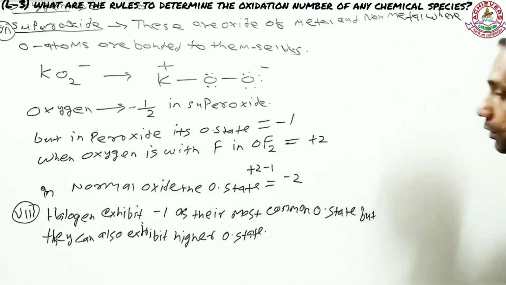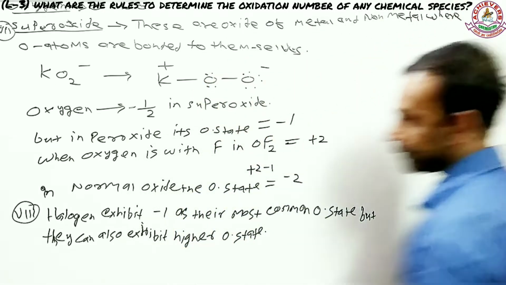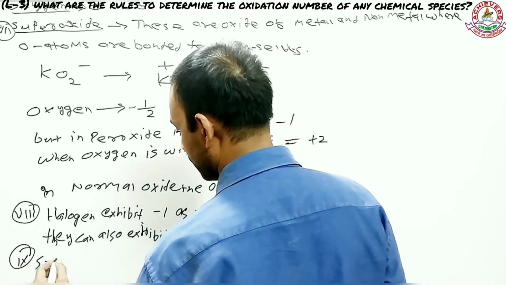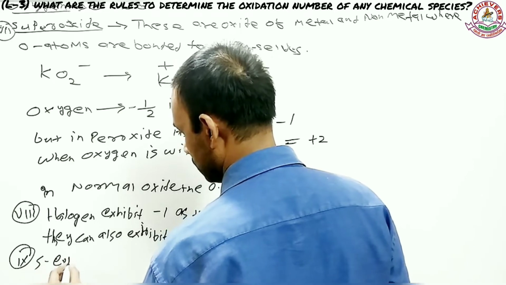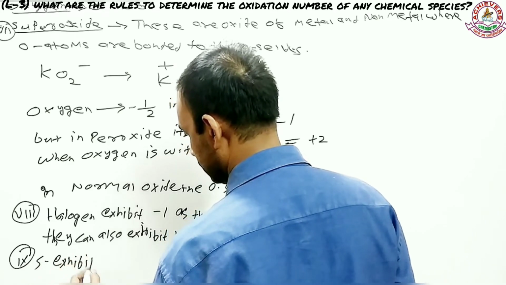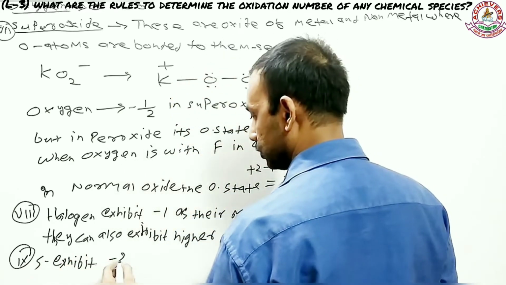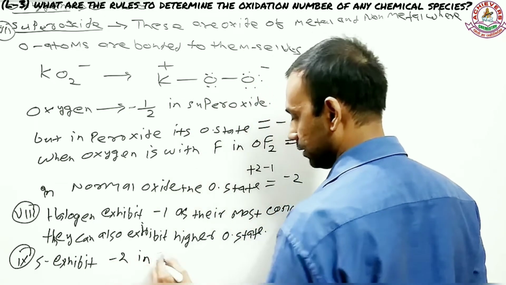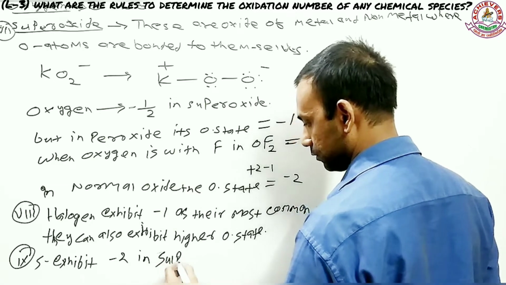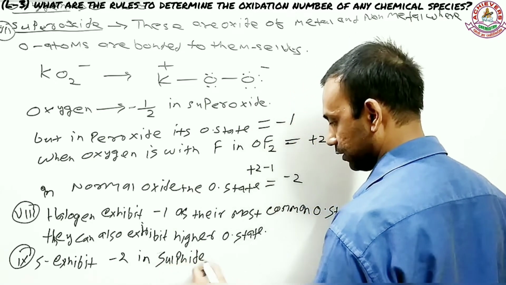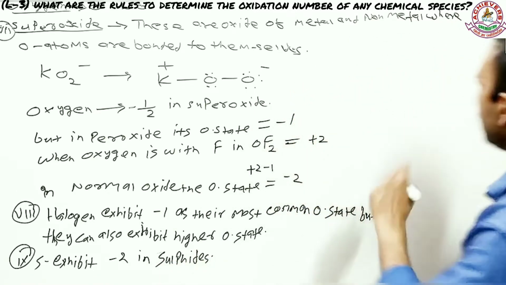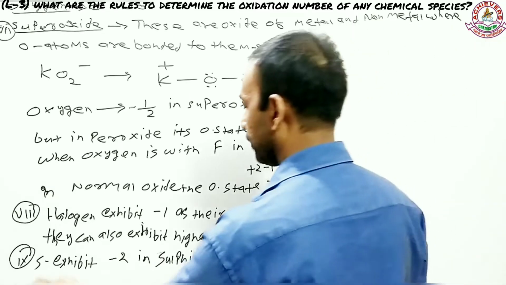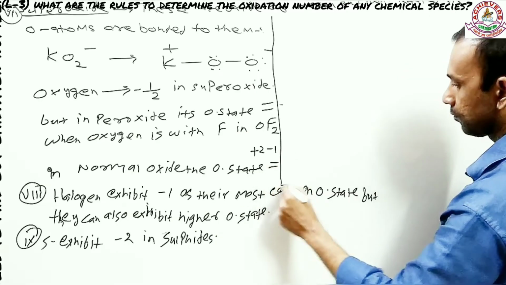One last thing I need to tell you is that sulfur exhibits -2 in the sulfides. I hope you have understood everything about the oxidation state. Sulfur exhibits -2 in the sulfides.